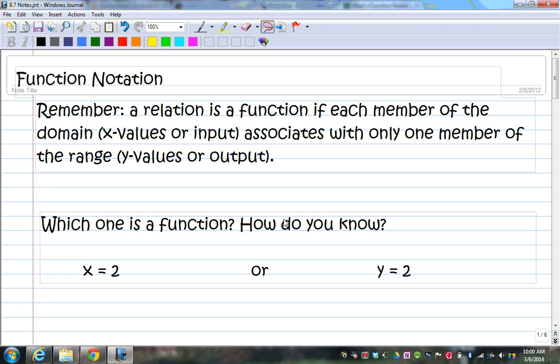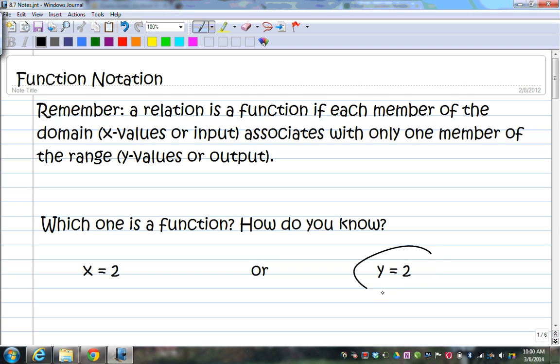Just as a test of your memory here, I have two equations that could be graphed. One of them is a function, one of them is not. Do you remember which one is? Hopefully you say this one is, because it's a horizontal line and it passes the vertical line test. In fact, if it's linear or straight, which all of the equations that we're working with in this unit are, and it's not vertical, then it's a function.